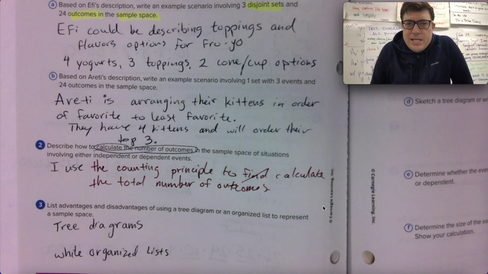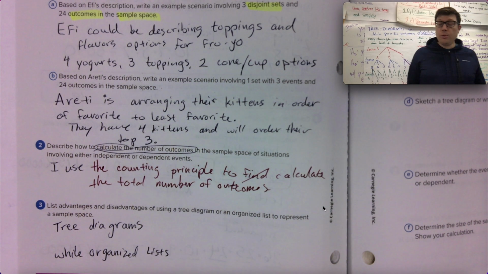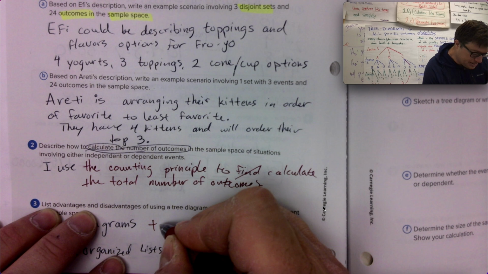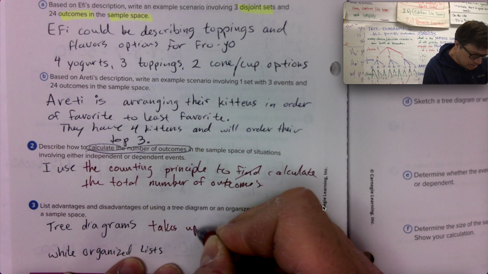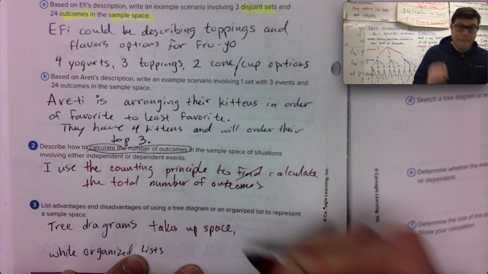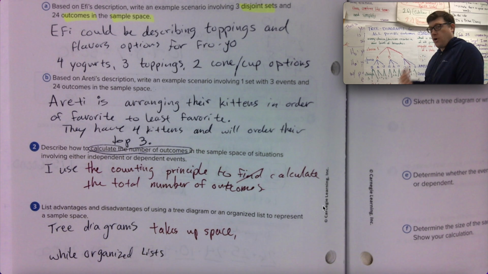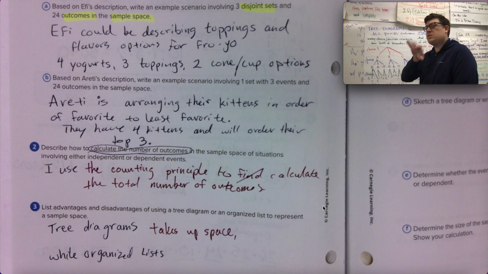List advantages and disadvantages to using a tree diagram. The main one with the tree diagram is it just takes up space. But you're able to trace the path of all of your decisions that could be made and path out what would happen if and when and how they all might be interconnected.